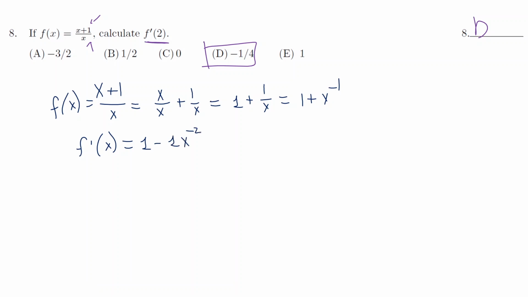And obviously I messed up because the derivative of 1 is 0, so it's just 0 minus 1 times x to the power of negative 2. So this is negative 1 over x squared. And then you do the same thing, f prime of 2 equals negative 1 over 2 squared, which is negative 1 quarter. Much faster way, much less confusing way, but for this one, you unfortunately have to recognize that you can split this into two fractions.